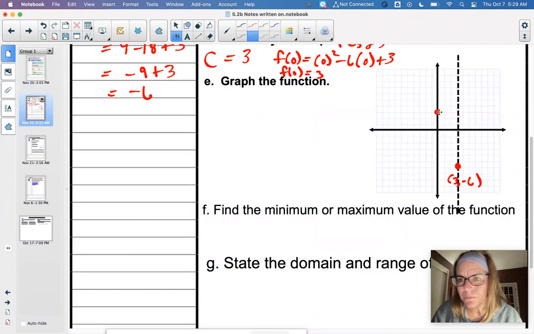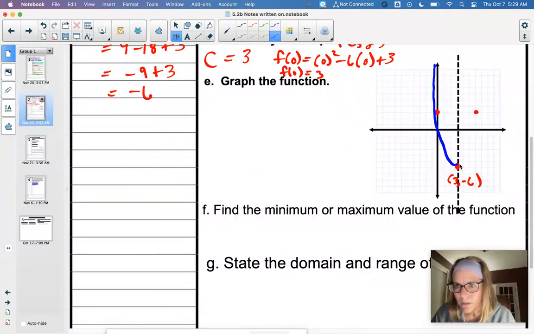And remember, the axis of symmetry cuts the parabola in half. So that means if my y-intercept is 3 units to the left, 1, 2, 3, I can find another point 3 units to the right of the axis of symmetry. 1, 2, 3, because the axis of symmetry cuts the parabola in half. Oh boy, let's see if I can do this. I'm going to change colors. Comes down here and through there, and there we go.